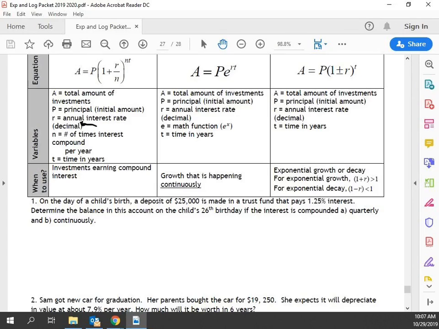So if it says annual, that'll be 1. If it says semi-annual, that'll be 2. If it says quarterly, that's 4. So you see how many times it actually gets compounded throughout the year. And then, of course, you raise it to the N times T, and T represents time in years.